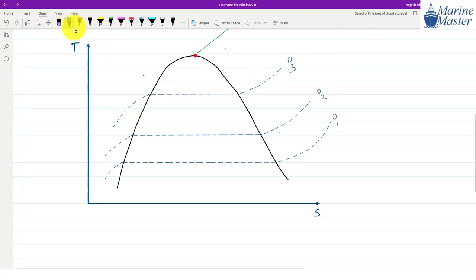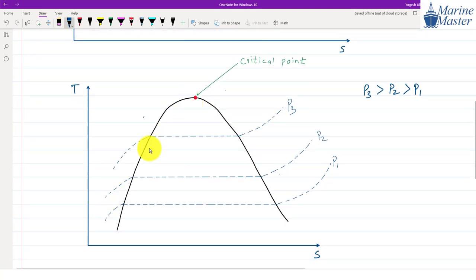Let me use a little bit dark one. So remember that here P3 is greater than P2, and P2 is greater than P1, guys, on this pressure line. And this topmost point of the saturation curve is what we will say is the critical point.